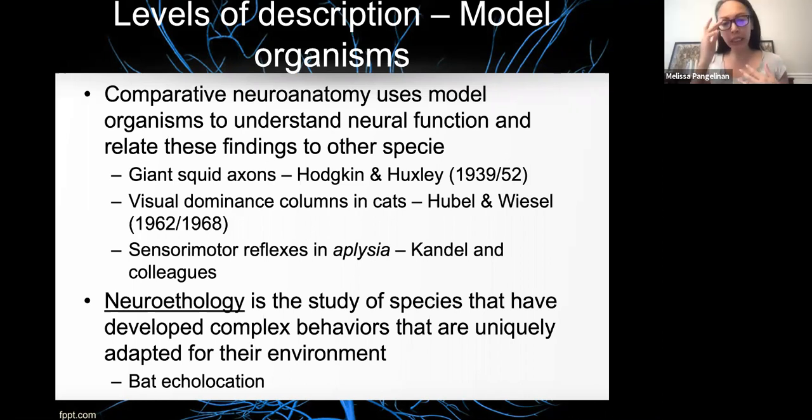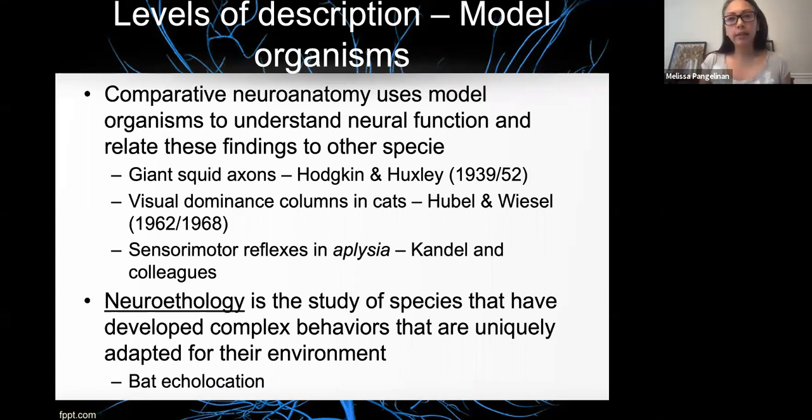And that actually gives us a lot of information about degeneration as well as reorganization, because you can patch the cat's eye or close one of their eyes, see how the visual dominance columns develop, and then release the eye, and then you can see how they reorganize. It's really elegant work.